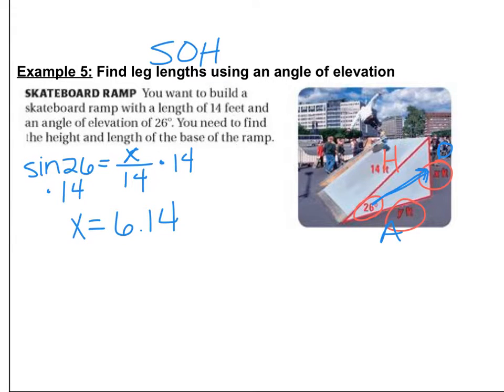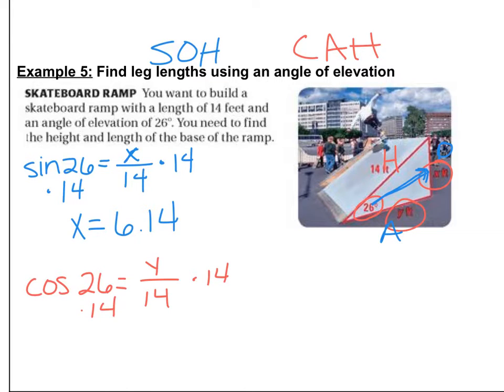Okay? Then we're going to do the exact same thing for y, except instead of using sine, we're now going to use cosine, because cosine, if we remember, is adjacent over hypotenuse. So cosine of 26 is equal to y over 14. Multiply both sides by 14, and you'll get y equal to 12.58. This is feet, and this is also feet.